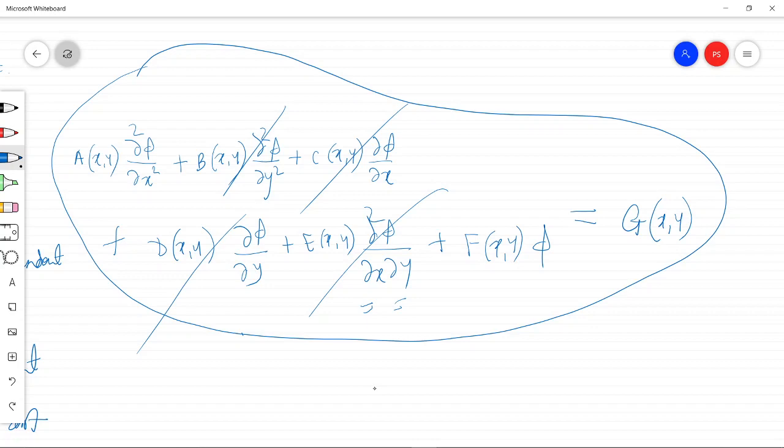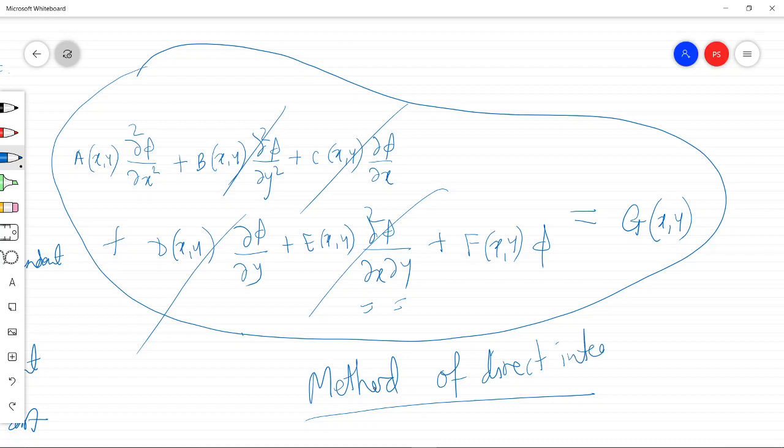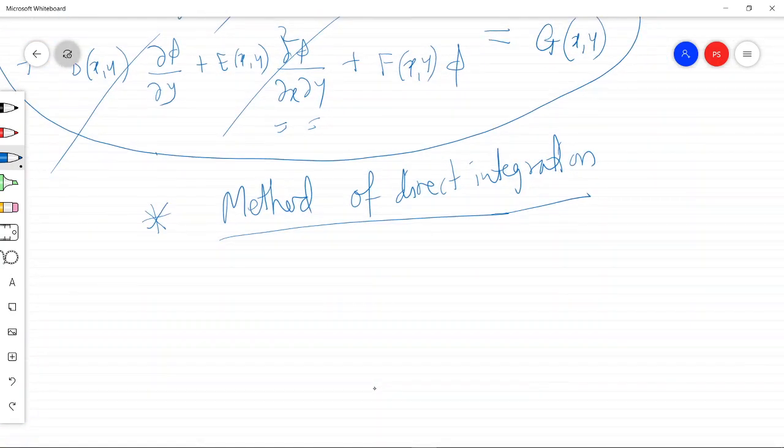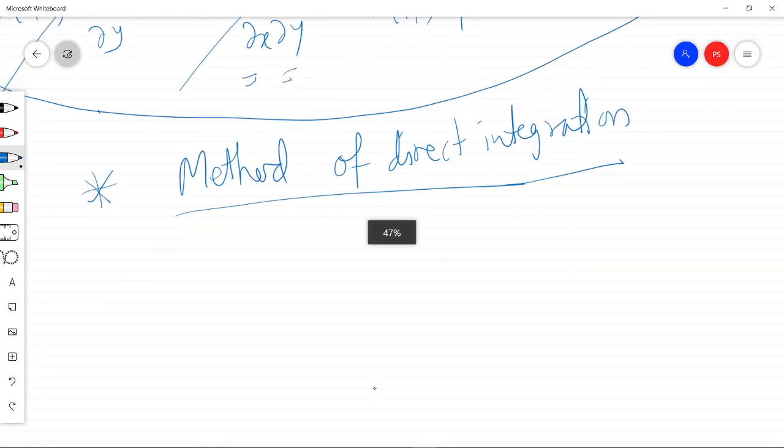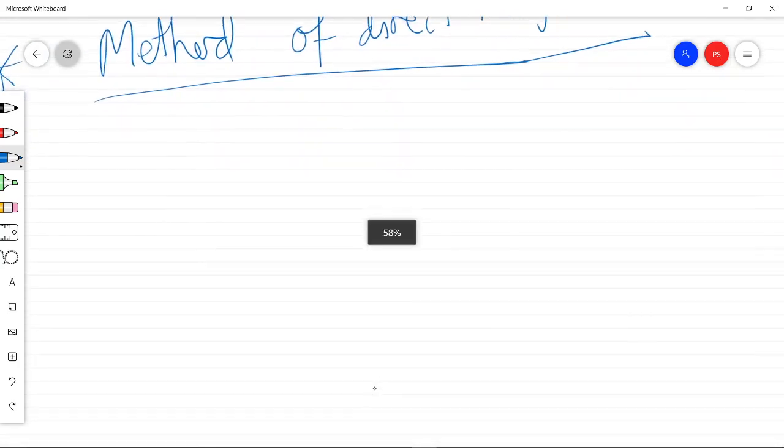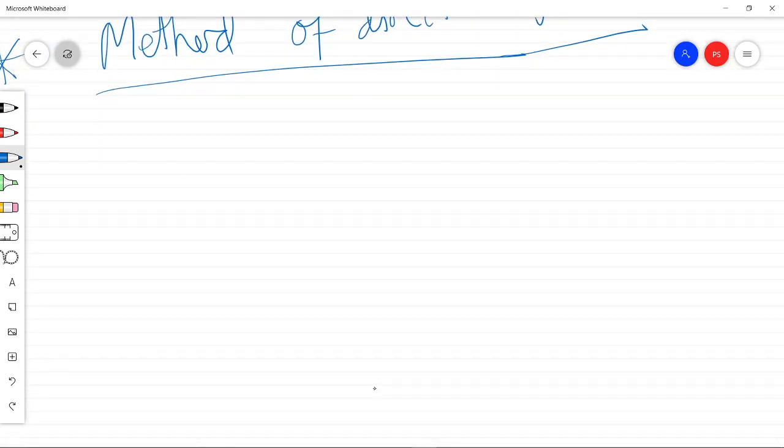So in order to solve such type of equations, typically two approaches are taken. The first approach is to integrate directly. That is called the method of direct integration. To understand this method, we will directly take an example. Though this method has some limitations, still it can be used in some cases. So let us take an example to understand this.